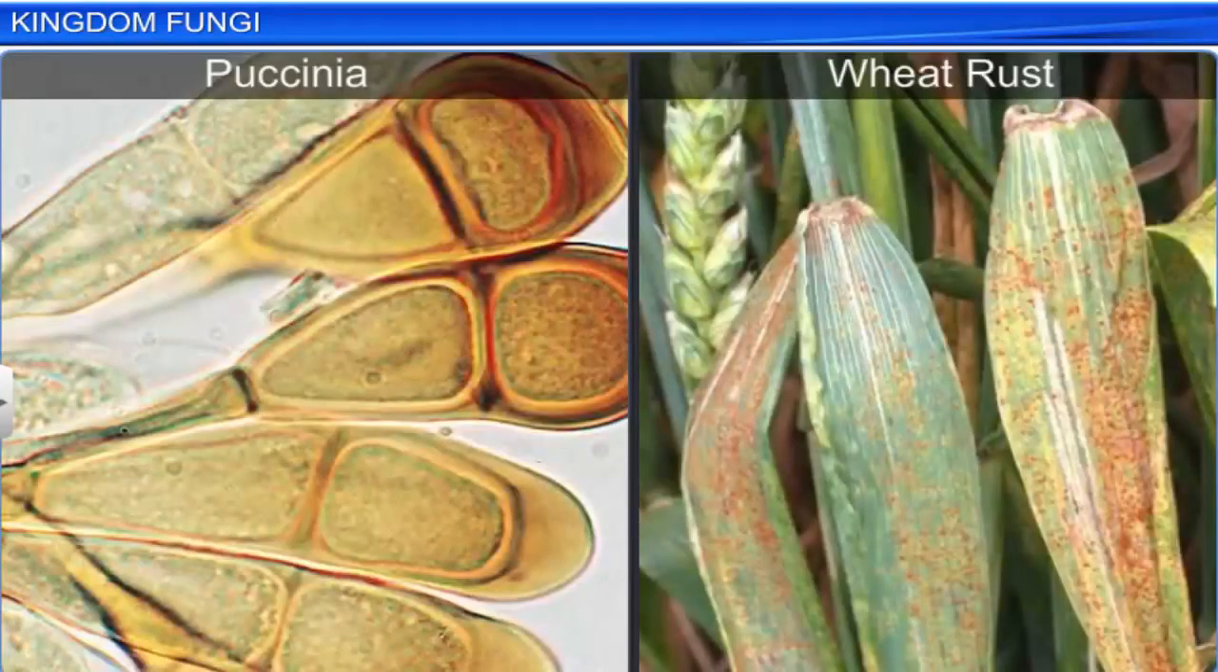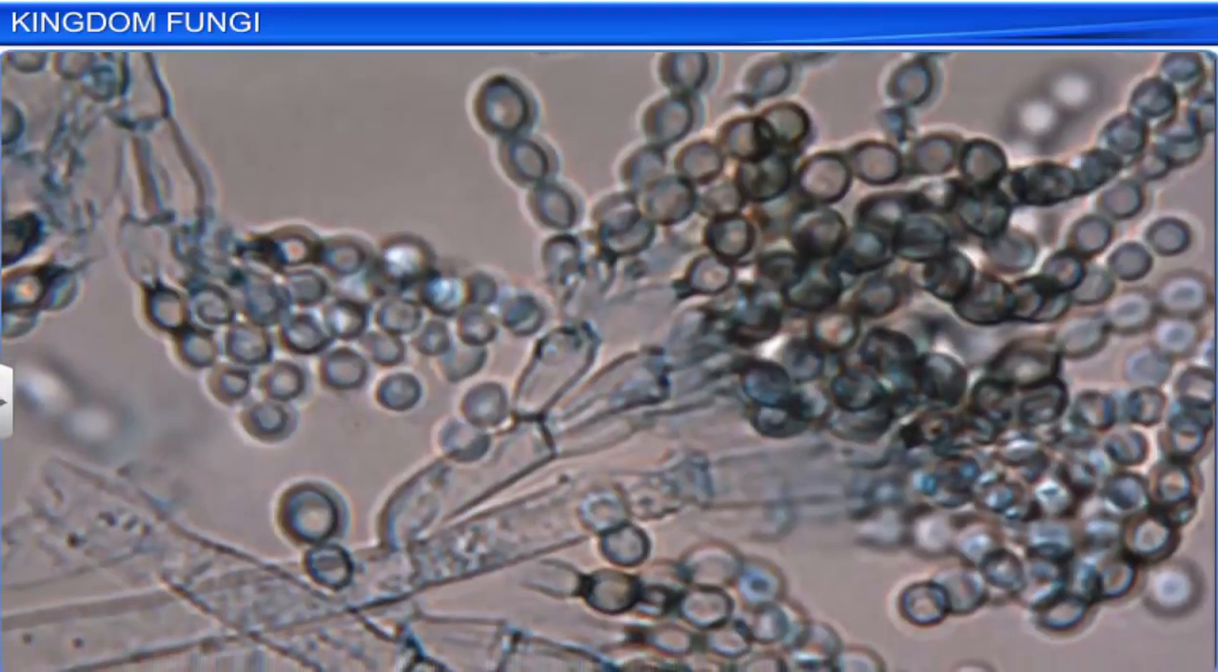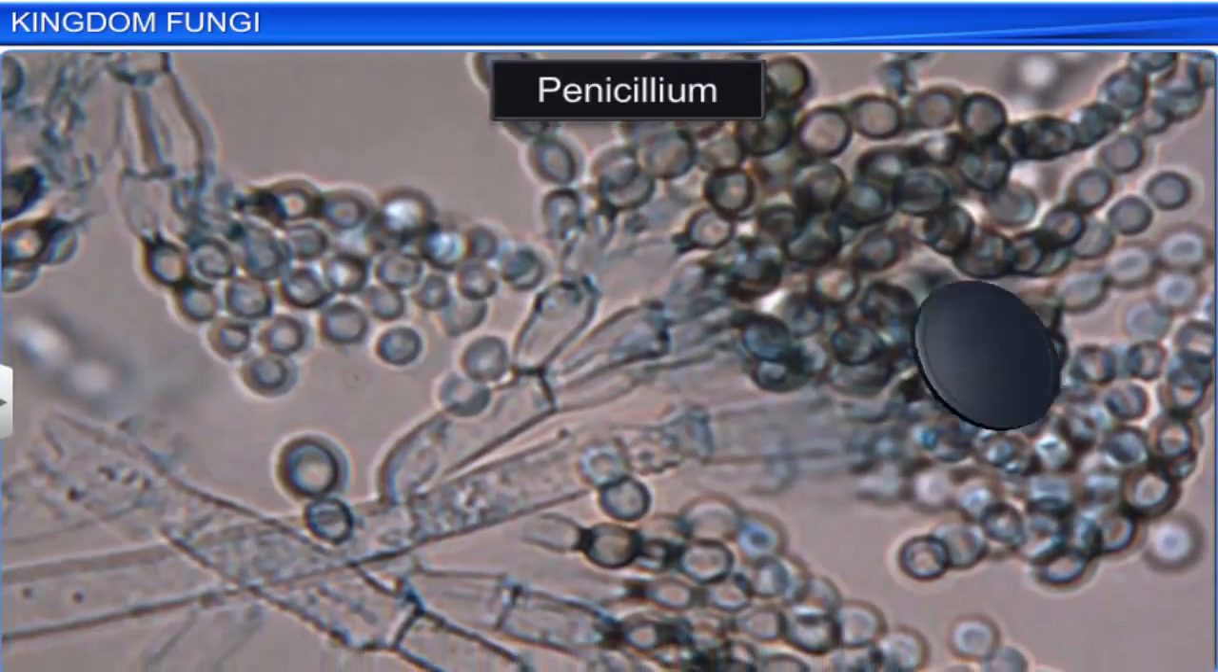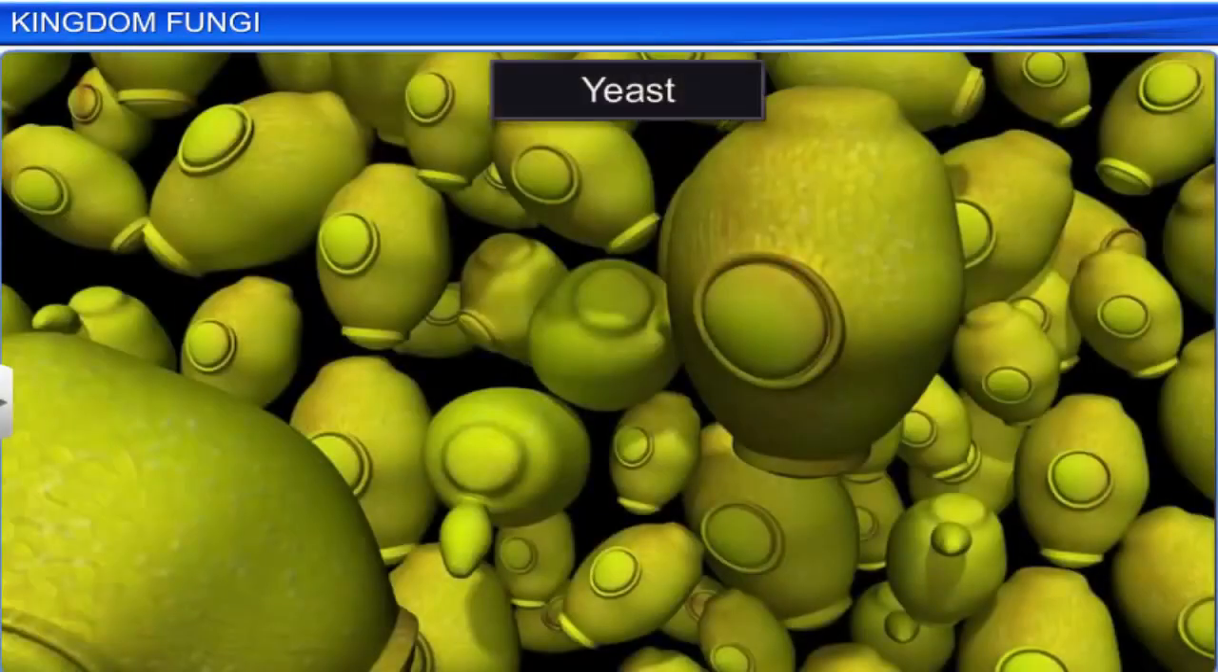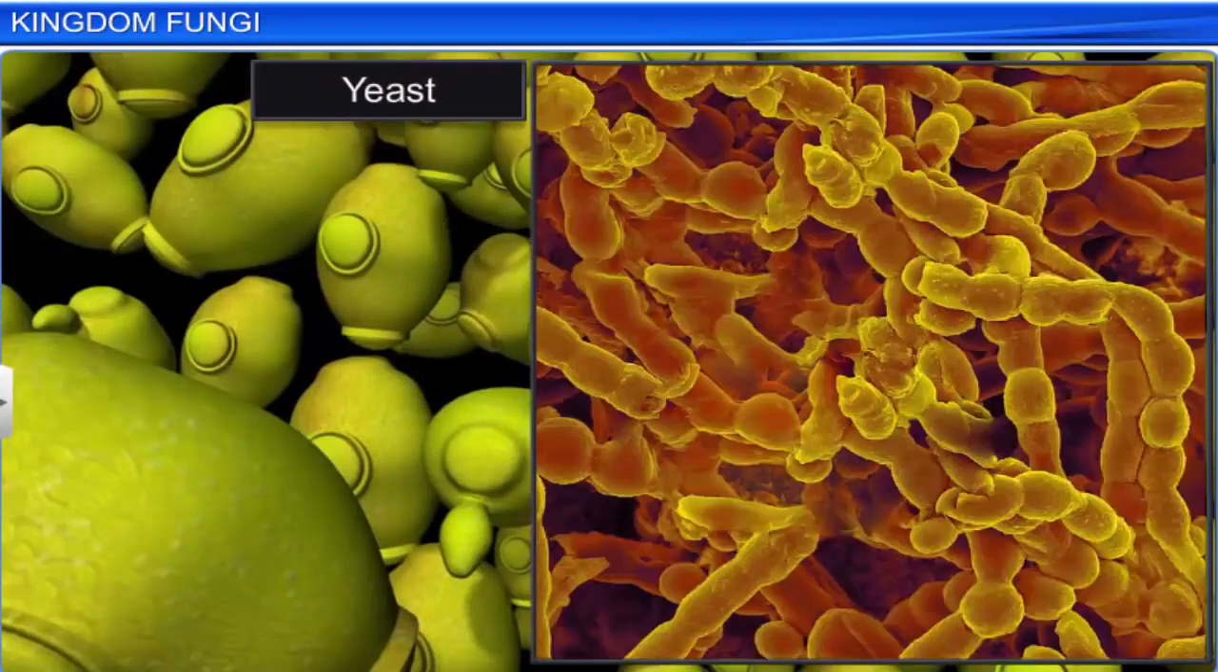While there are some fungi like Puccinia that can cause diseases like wheat rust in plants, there are also some like Penicillium that provide us with antibiotics. With the exception of yeasts, which are unicellular, fungi are usually filamentous.